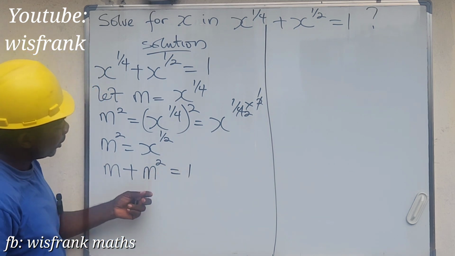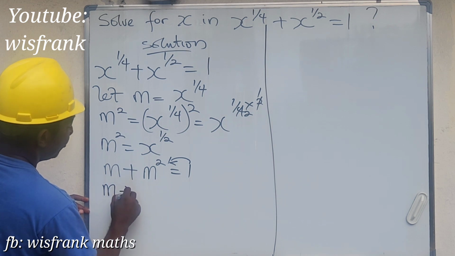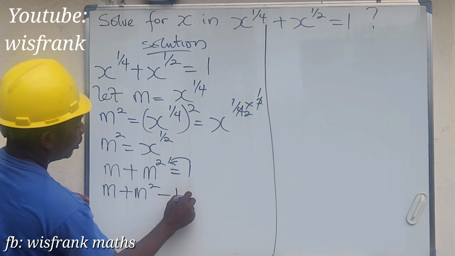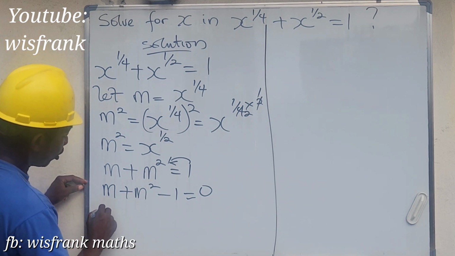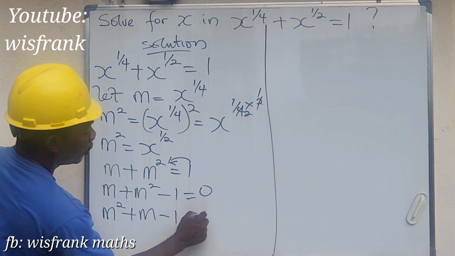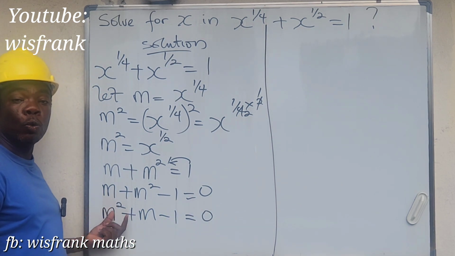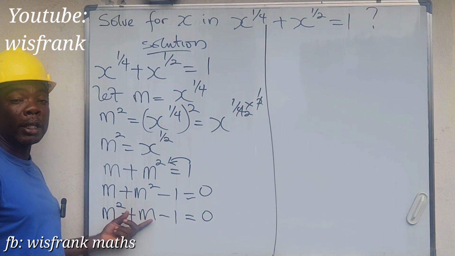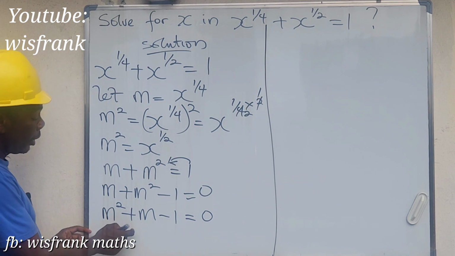So we can rearrange this by transposing 1 to the other side. It becomes m plus m squared minus 1 equals 0. Therefore, we can rearrange this, so this will become m squared plus m minus 1 equals 0. You can see that the highest power of m here is 2, which has turned out to become a quadratic equation. So we are going to use the quadratic formula for us to find the value of m.